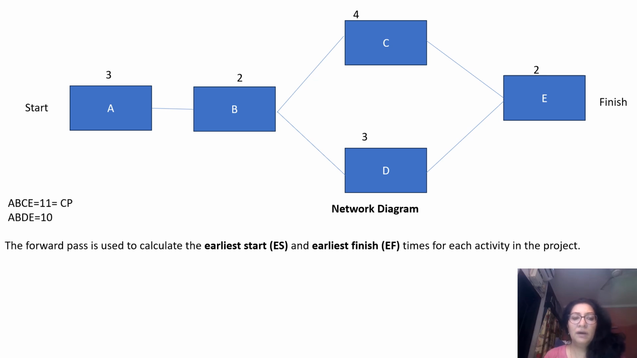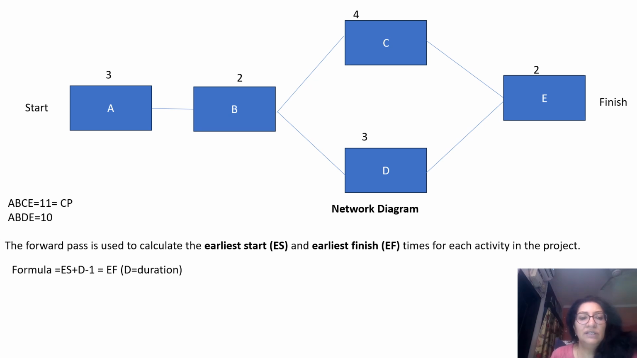So the forward pass is used to calculate the earliest start and earliest finish times for each activity in the project. So I think by now it is very much clear. This is the formula for forward pass. I don't consider it as a formula because this is very easy. The calculation we are going to do, we can do it by our own counting, even on fingers. So let's see how to do that.